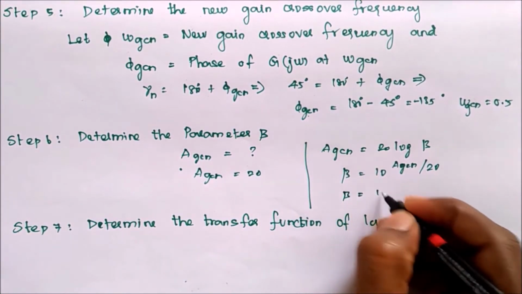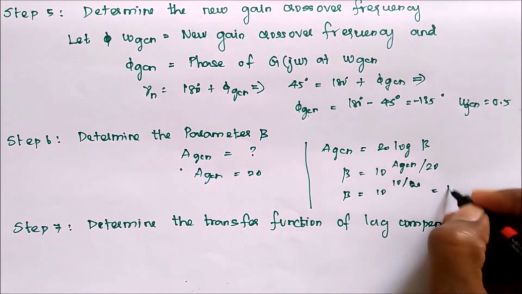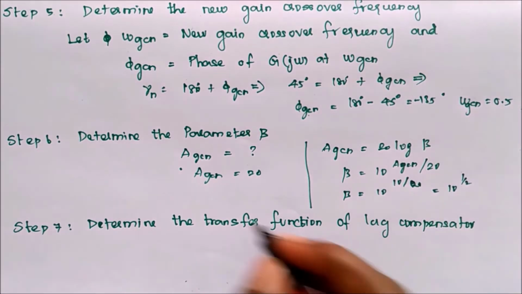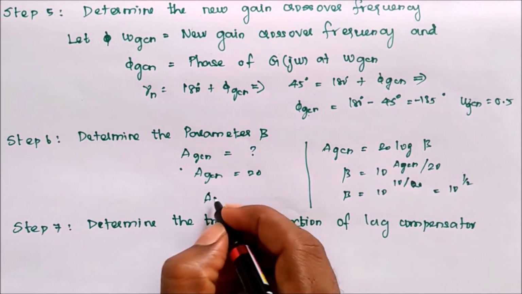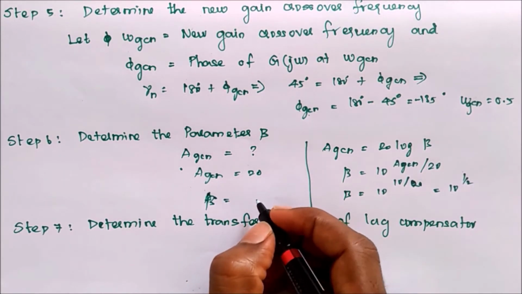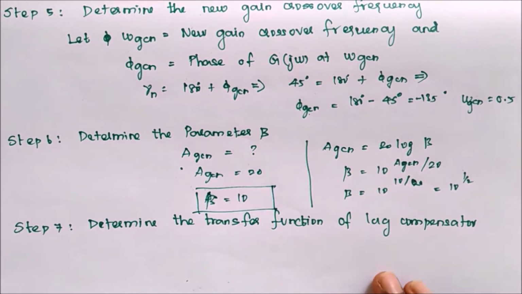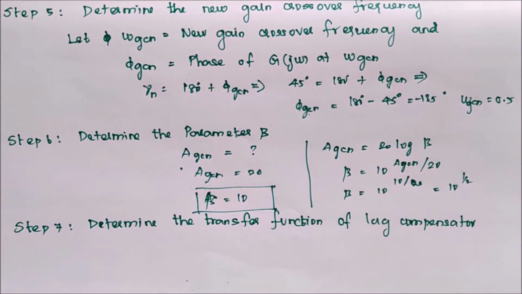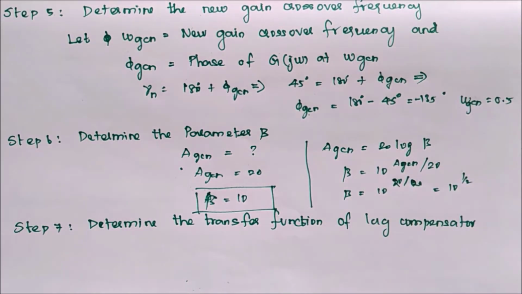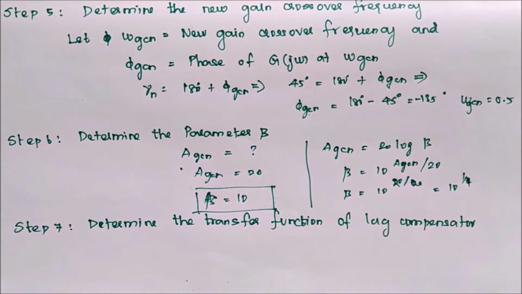Therefore beta equals 10 to the power of 20 divided by 20. So A GCN is 20, and 20 divided by 20 is 1, so 10 to the power of 1, which is 10. So beta equals 10.